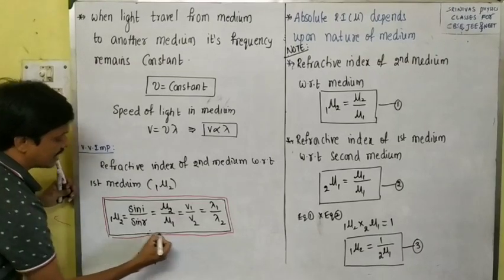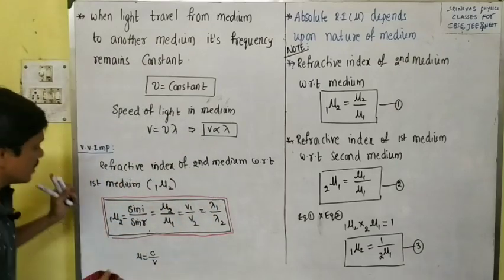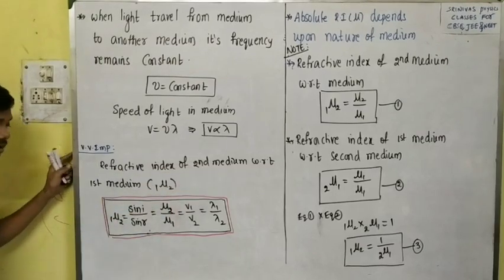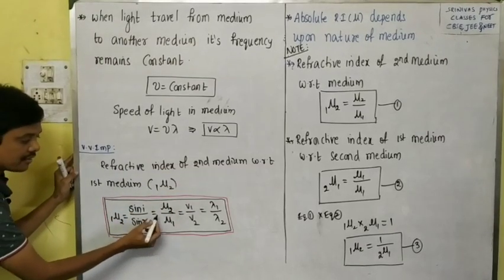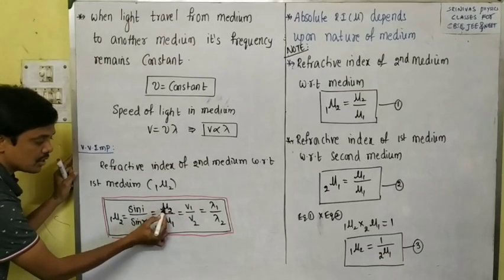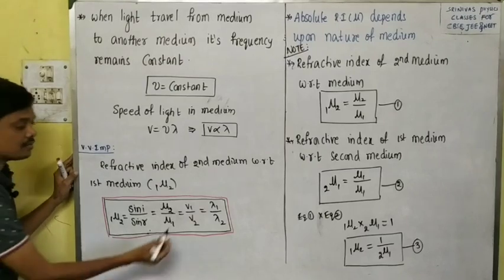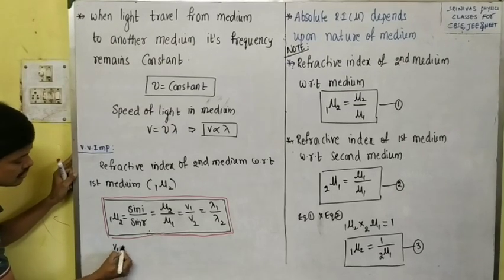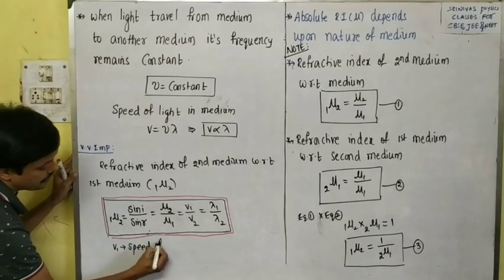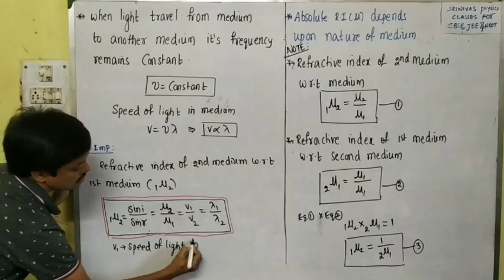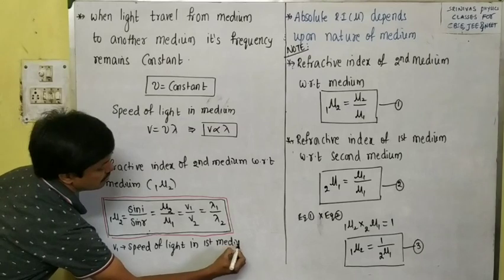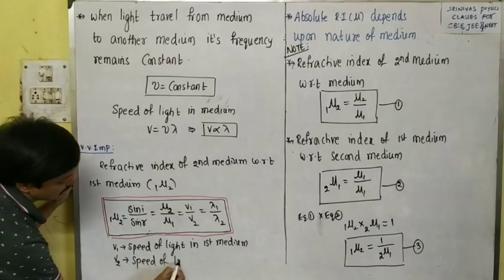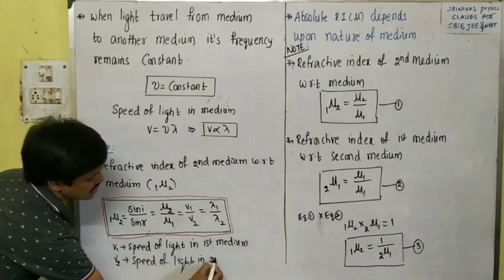Then we write some description here, of the terms you already know very well, which we discussed today. What is 1 mu 2? That is given above. What is i? Angle of incidence. What is r? Angle of refraction. What is mu2? Absolute refractive index of second medium. Mu1 is the absolute refractive index of first medium. V1 is the speed of light in first medium. V2 is the speed of light in second medium.